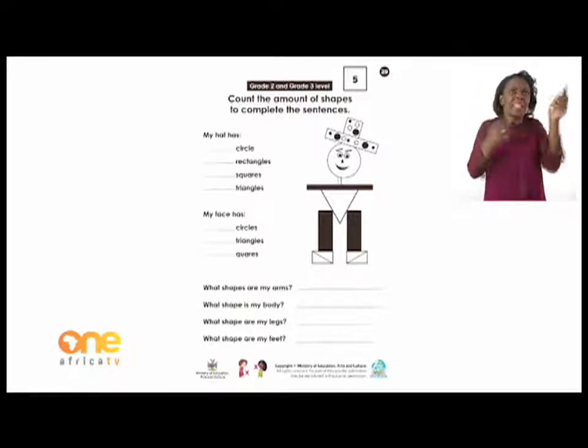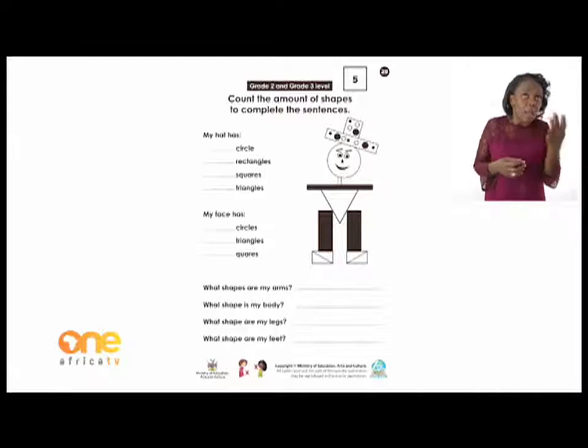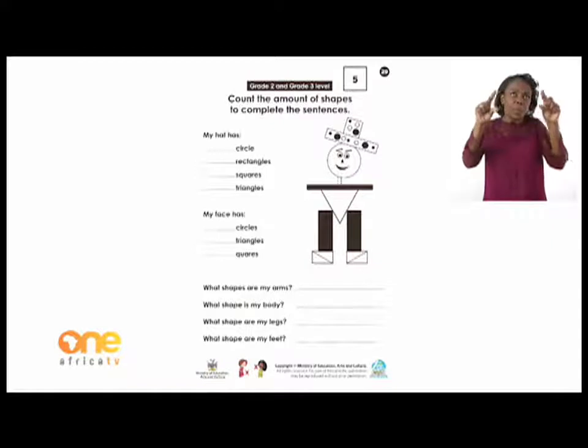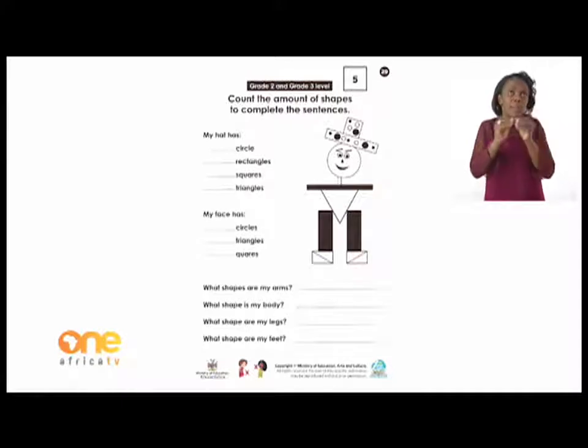How many circles are there? Are you able to count? Remember, we have learned about counting many times. Now count them quickly, as quick as possible, and put it there. And the rectangles, how many rectangles? Do you still remember what is a rectangle? Do you still remember how it looks like? Okay, so identify it and count how many they are there, and then you fill it on the line.